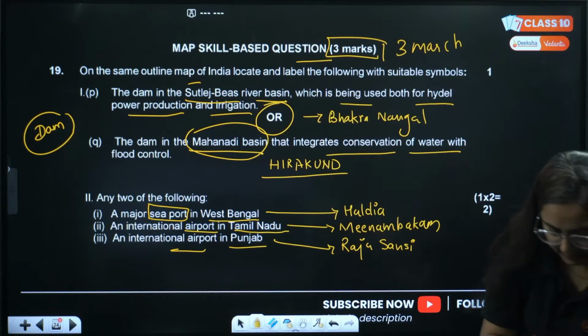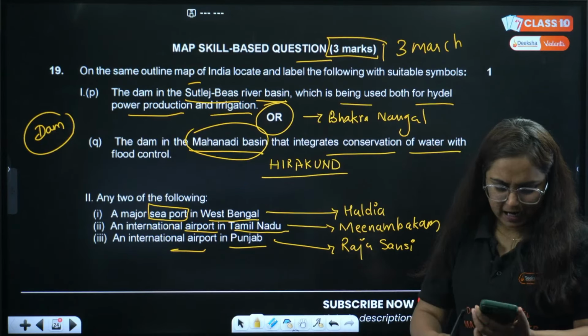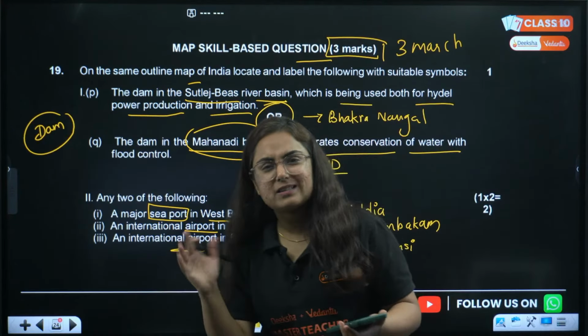Amritsar, correct. Gurugram airport? How come, Kunal? Which is this airport? Such a type of airport does not exist in India. No, beta, it's Raja Sansi airport.